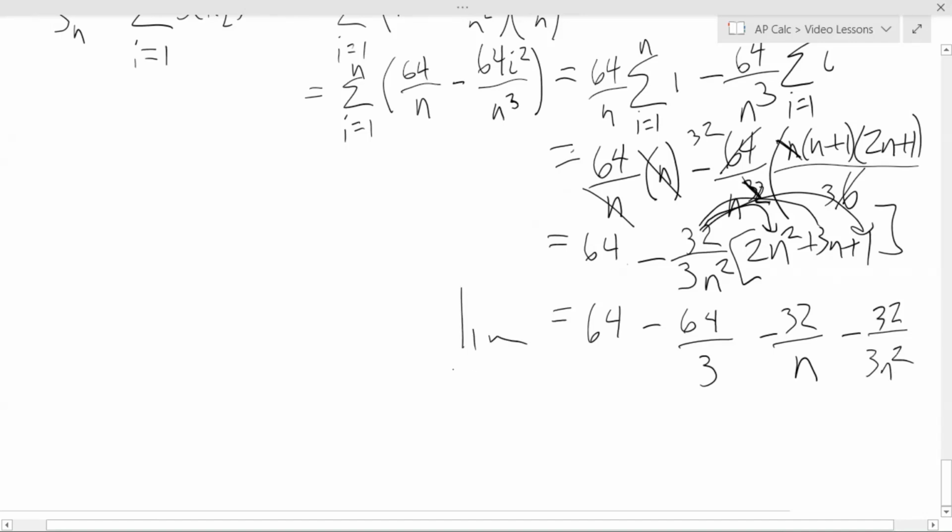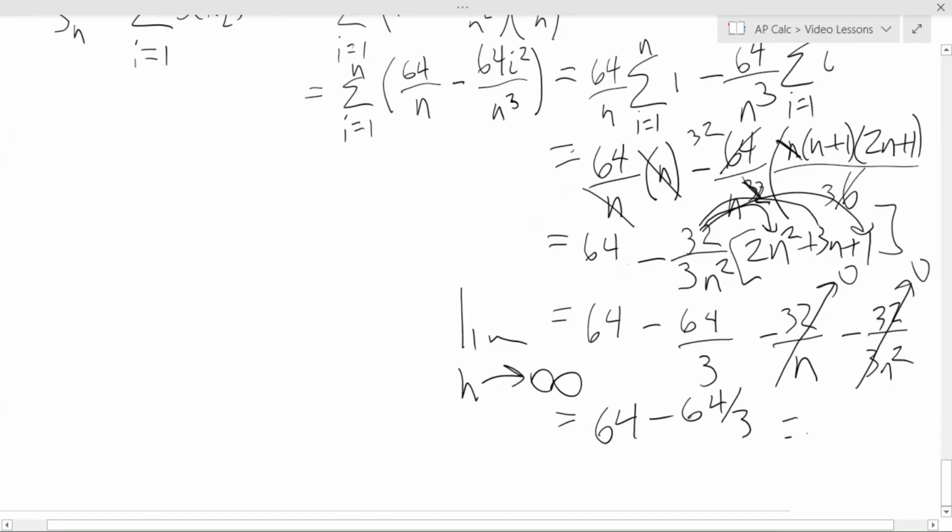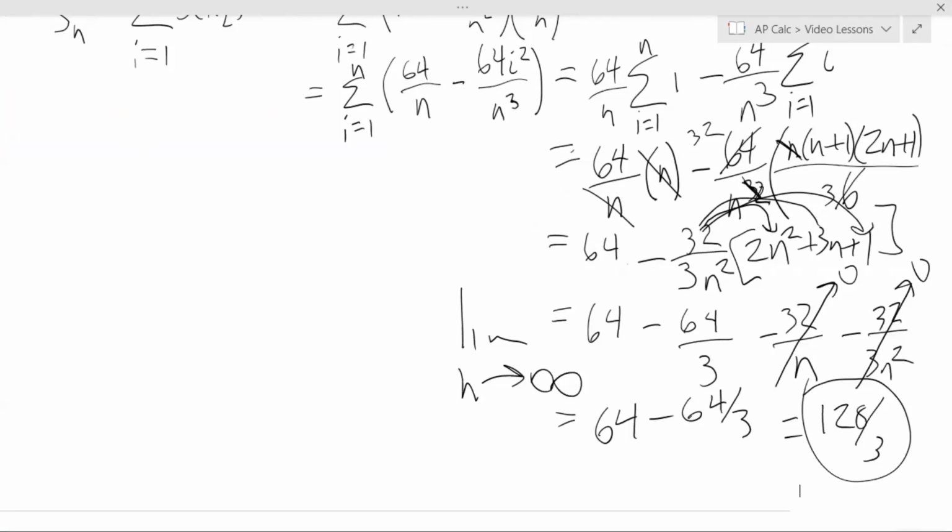Now, if I take the limit as n approaches infinity, this term goes to 0, as does this one, and you have 64 minus 64 thirds, which gives you 128 over 3. So the area under the graph of f of x equals 16 minus x squared from 0 to 4 is 128 thirds square units. Okay, so that's it for this section.